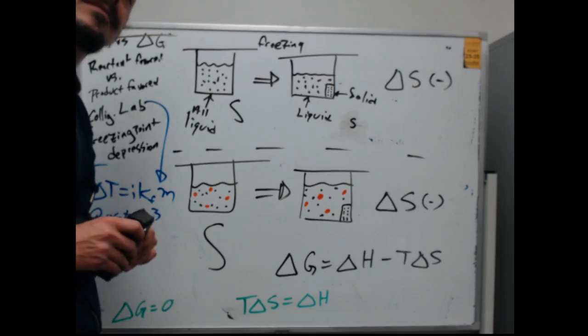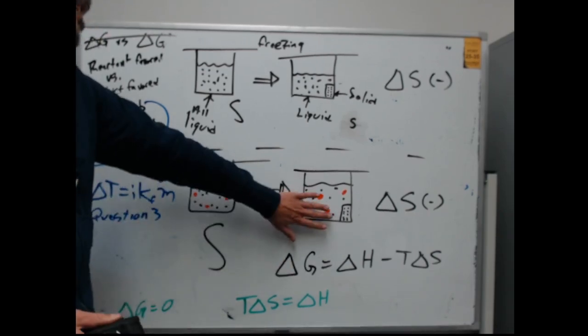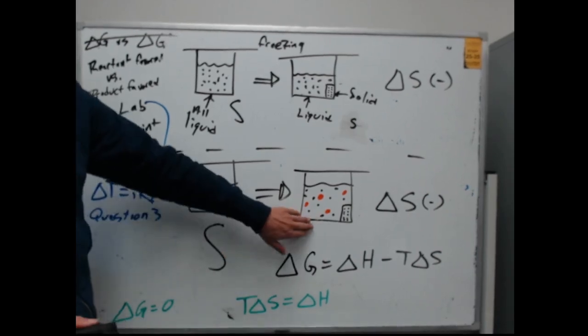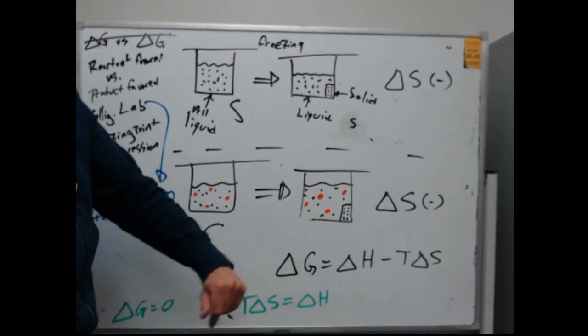Wait, what? Like we took the test tubes of the thing that was freezing, right? And we put it in our mixture to freeze. This would be the test tube. Oh. These would be the test tubes, not the bath that we made. Okay, that makes sense. Sorry.